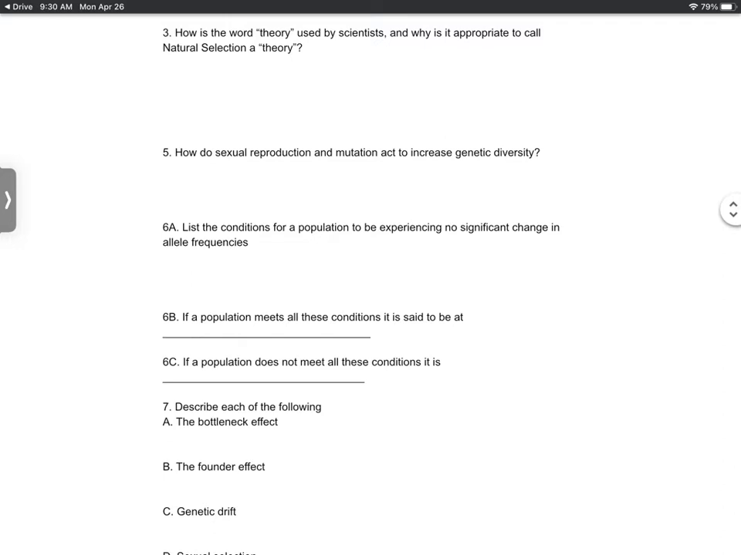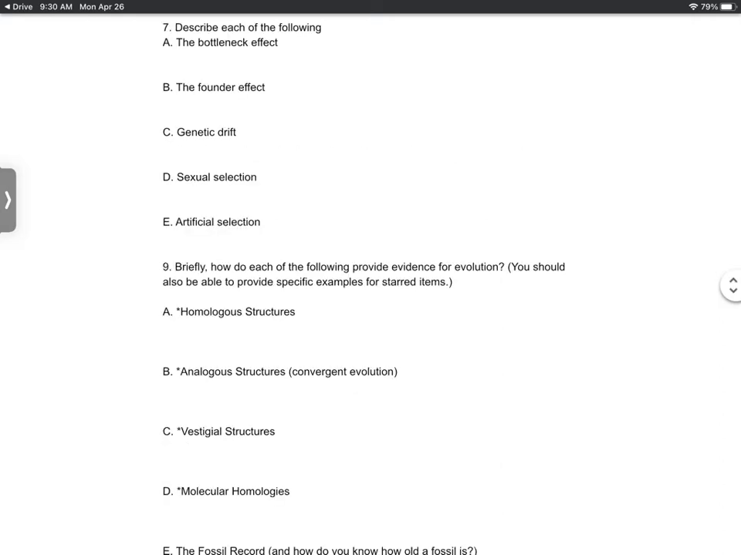If a population meets all these conditions, it is said to be at Hardy-Weinberg equilibrium. If it does not meet all of those conditions, we would say that population is evolving. The next set of things are mostly definitions, which I think you can get directly from your notes.